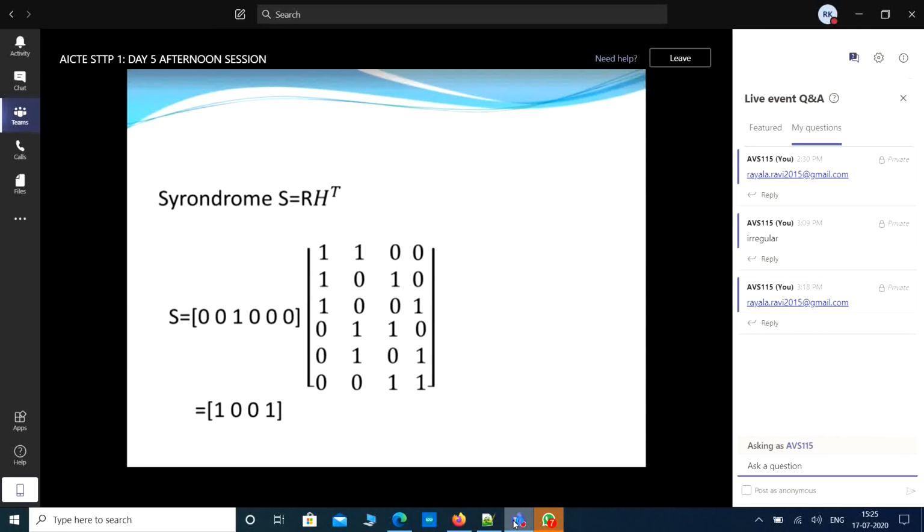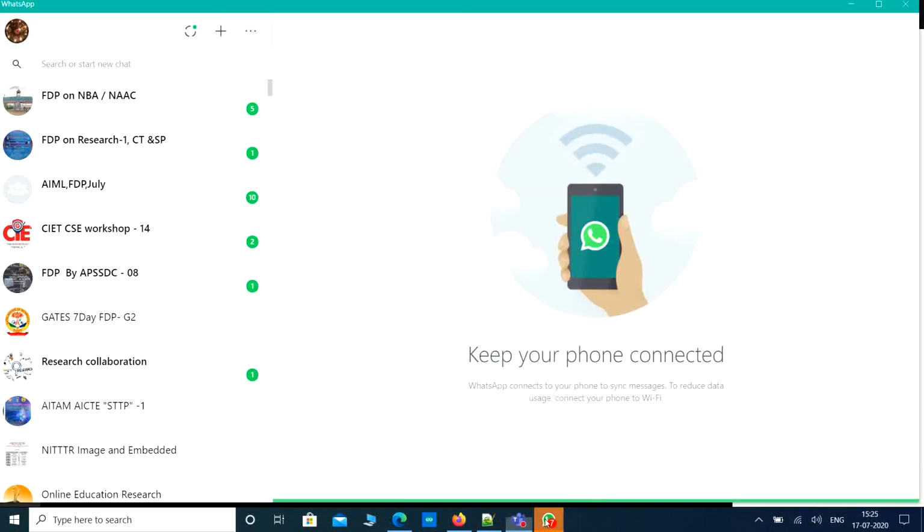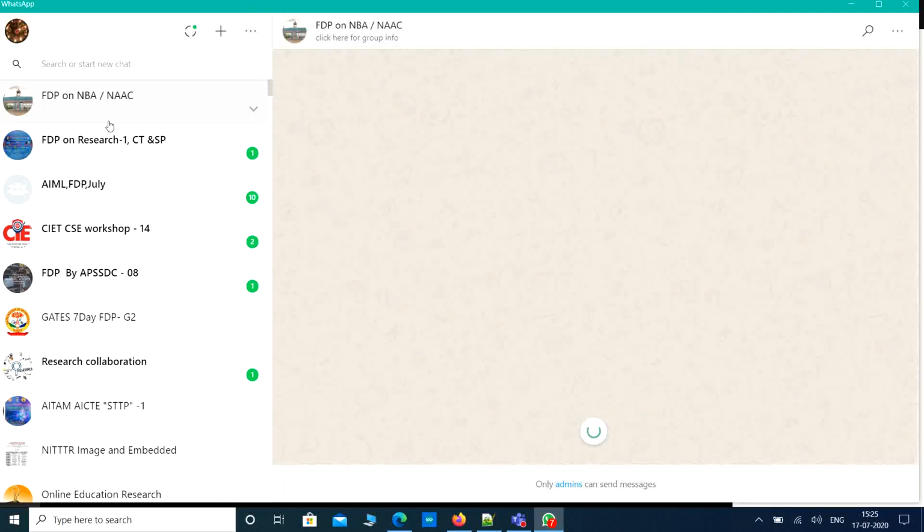So if the received code word is not correct, definitely S is not equal to 0. Already we have calculated syndrome S. It is not equal to 0, so error is present. Which position is in error? Either first position, second position, third position, or out of 6 positions, which position is in error. At a time, maybe more than one error can be detected also.